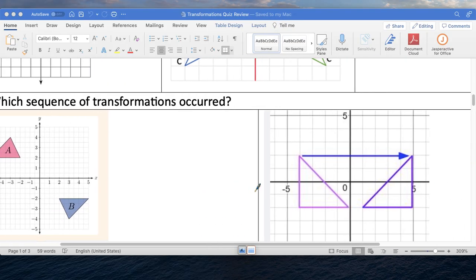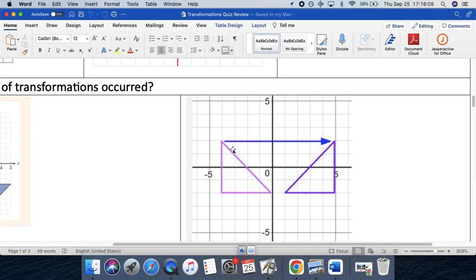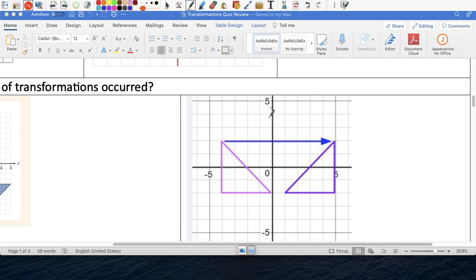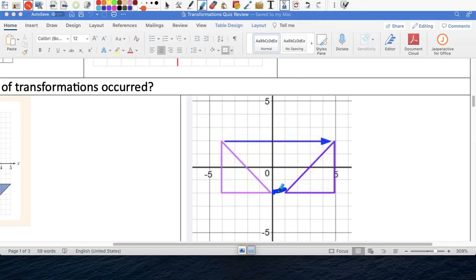This one, yeah, it could be tricky. So we're going from this lighter purple to this darker purple triangle. Now it's not just one reflection, because if it was just a single reflection, let me put the line of reflection here, right? Our mirror. If that was a single reflection, the triangle should be here. Okay, that's where it should be, but it's not. It's literally 1 unit away here.